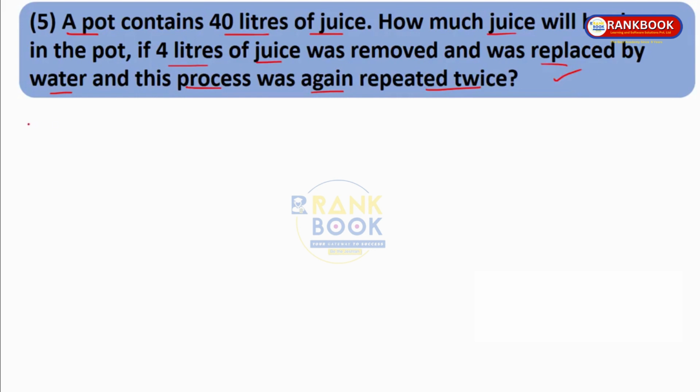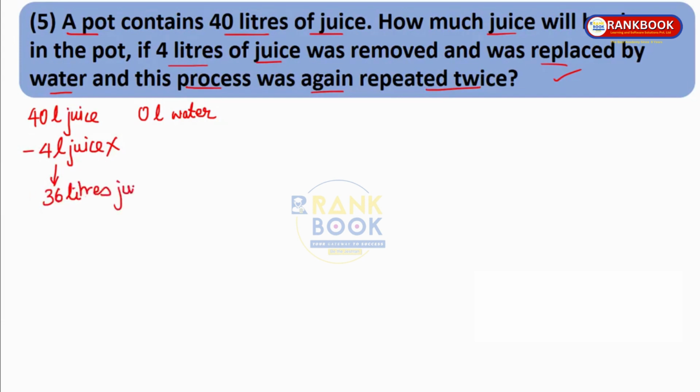Now first there is a pot and it has 40 liters of juice. How much water is there? 0 liters of water. Now they remove 4 liters of juice. On removing 4 liters of juice, how much juice is left? 36 liters. Now the pot has 36 liters of juice, and after removing 4 liters of juice, they add 4 liters of water.